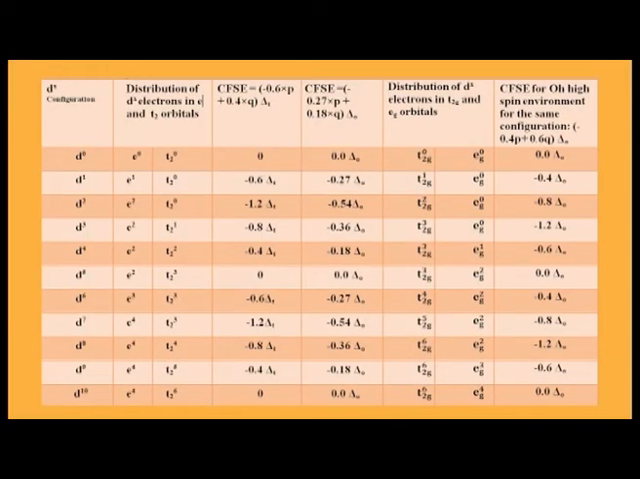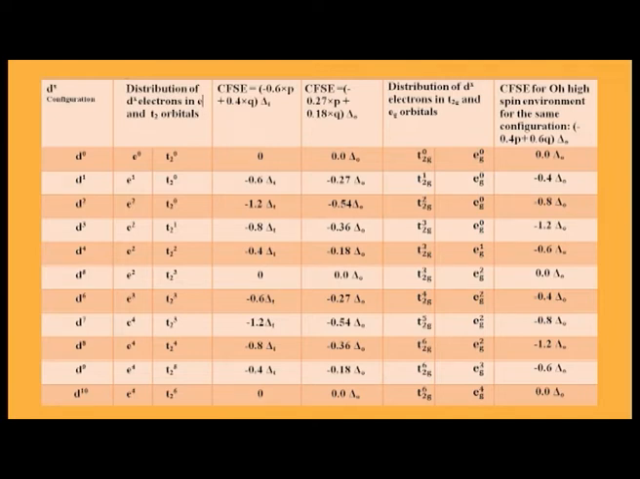I would suggest you please revise module 8 for calculating the value of CFSE in an octahedral environment. So, you can see the value of CFSE in tetrahedral arrangement compared to the CFSE value in a high spin complex of octahedral arrangement. The difference in CFSE for d0, d5 or d10 configuration for both arrangements is 0. In d1 and d6 arrangement, the difference is small, that is 0.13 delta O.